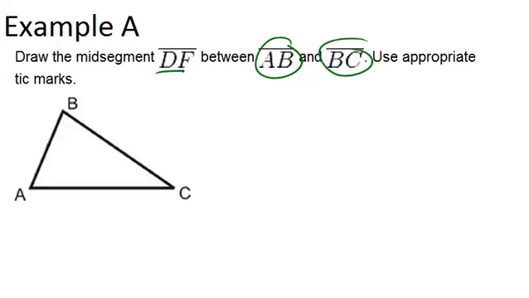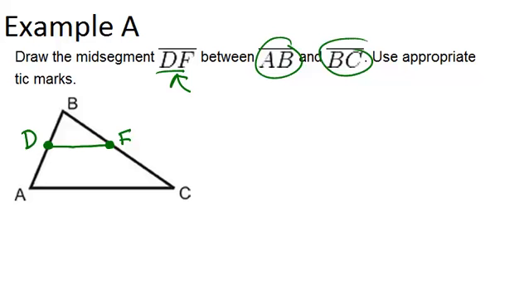The midpoint of AB will be approximately right here. Remember, you're looking for a point that is exactly in the middle of A and B. We're going to label this point D because it said in the problem to make our midsegment be DF. Next, we're going to find the midpoint of BC, which is approximately right here, and label it F. So our midsegment is the segment DF.